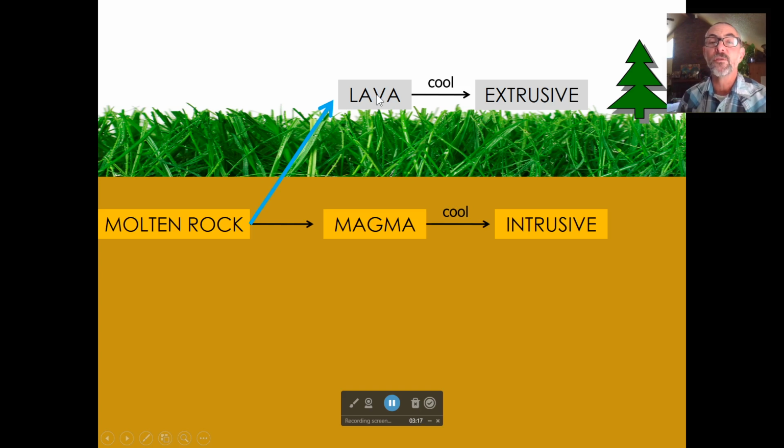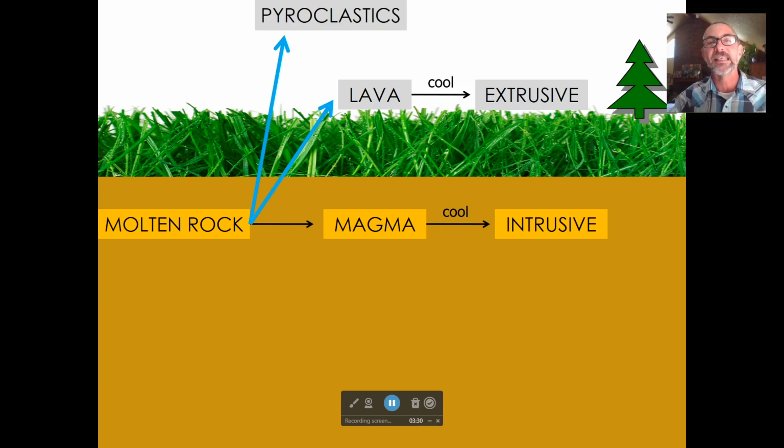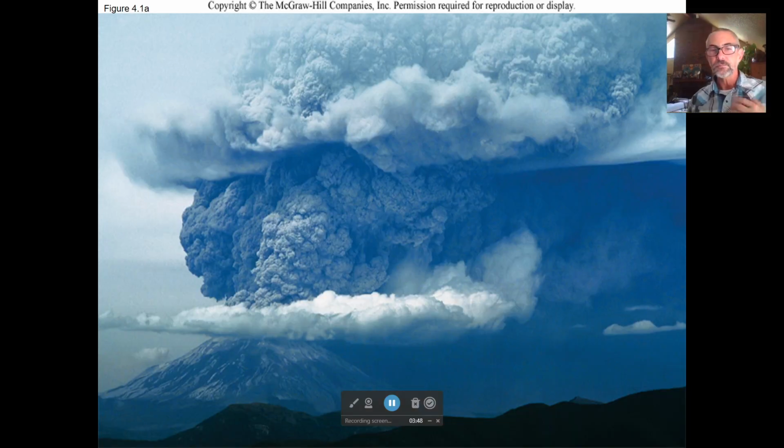Now, lava flows on the surface are not the only way that we get molten rock cooling at the surface. Sometimes the molten material is erupted into the atmosphere. When that happens, we call this pyroclastic material, which means fire broken. But when this molten rock cools very quickly in the atmosphere, it still forms extrusive rock. So as long as it's cooling above the surface, it is extrusive igneous rock.